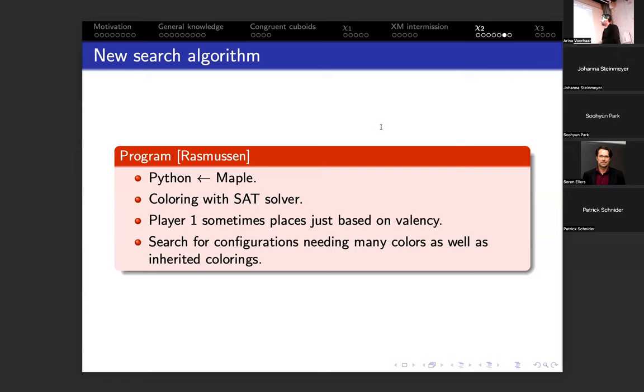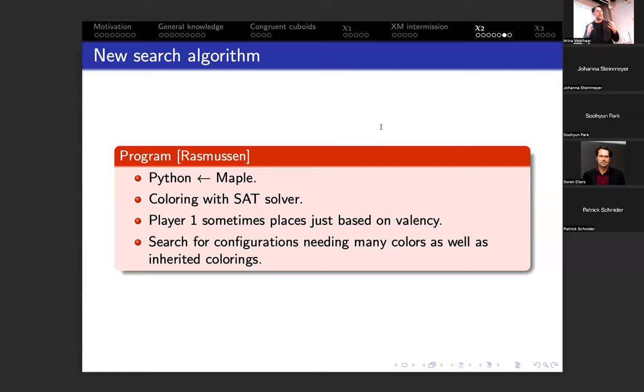So Rasmus also came up with a very good idea that sometimes player one will place her bricks based on valency, right? Because the point really is that we want to have many neighbors. If you want to do what I just told you, put a brick somewhere where it touches a lot of colors, this presupposes that you already colored what's left. So you have to have a coloring before this makes sense.